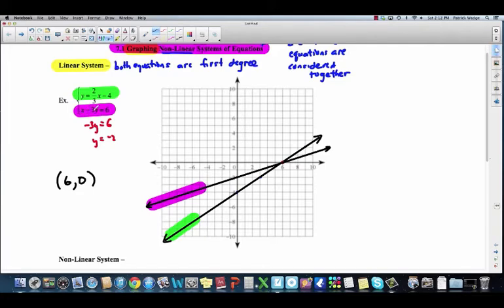6 take away 3 times 0 is 6. That's true. 6 take away 0 is 6. Good. Let's try the top one. If you put 6 in here, you get 2 times 6 is 12, divided by 3 is 4. So 4 take away 4 is 0, and that would be a 0 right there, so it works. They both work. Yep, it's the only point that works in both of them, satisfies both the equations.